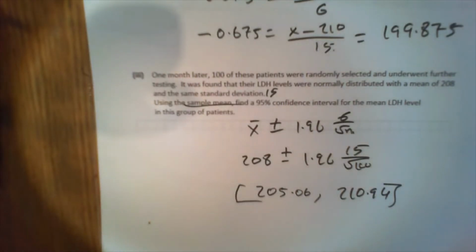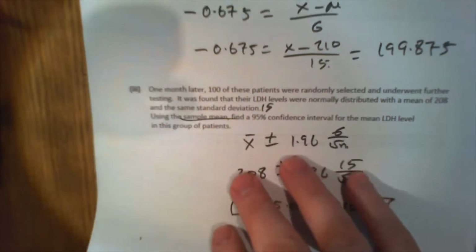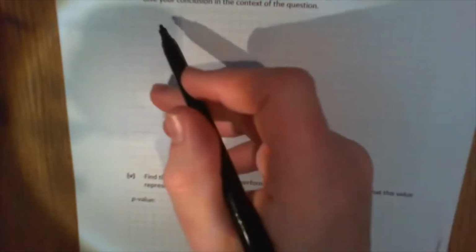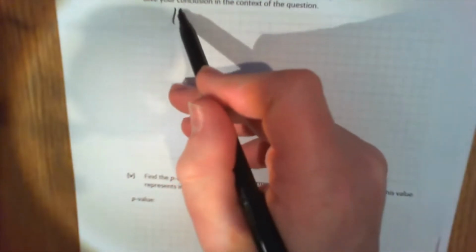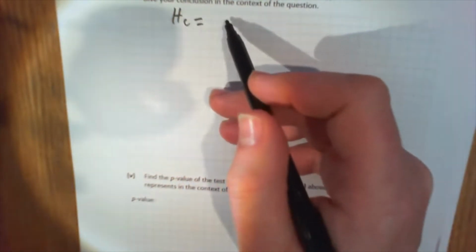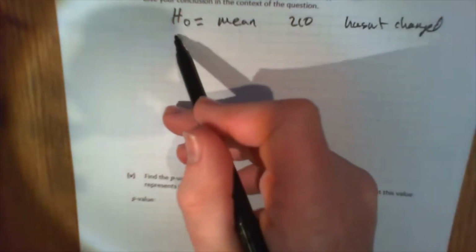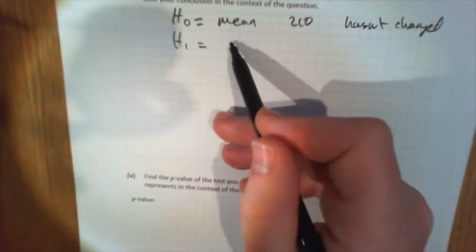Okay, so I hope that gives you a little help. Now, there's more. There's more. So we're going to hypothesis test that this wasn't changed. So let's clearly state it. There's our null, the mean is 200. That hasn't changed. And the alternate is the mean is not 210 and has changed. Simple as that. Okay, so we've just worked out a confidence interval.